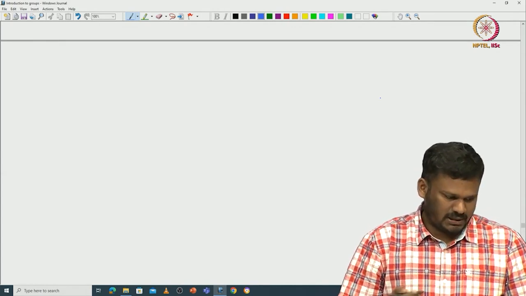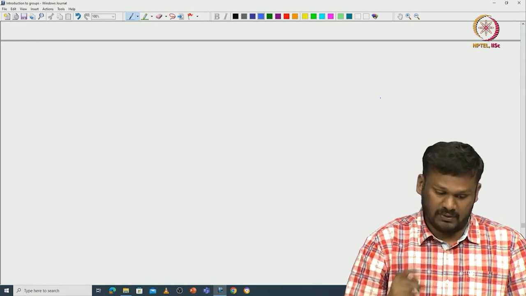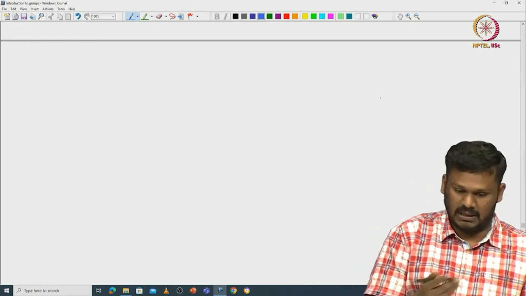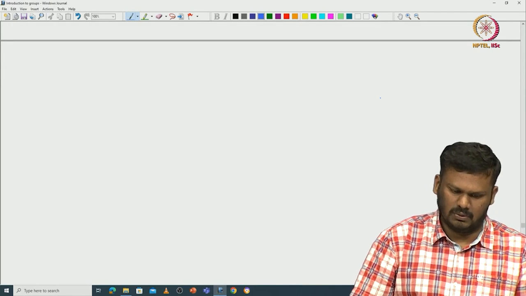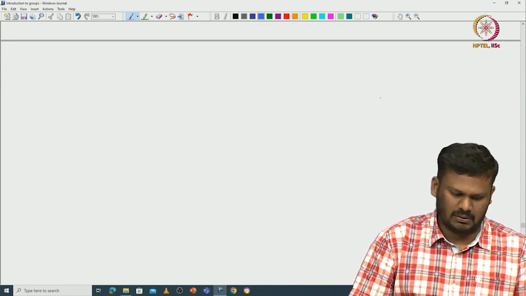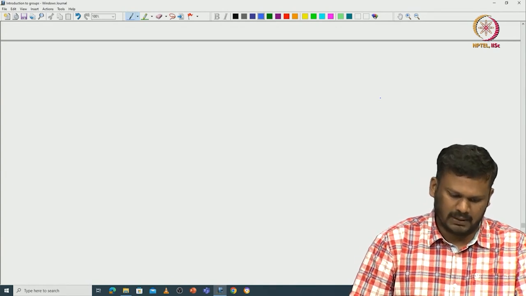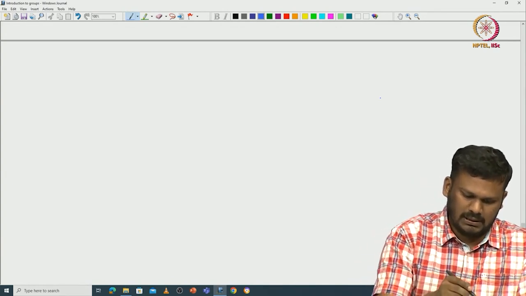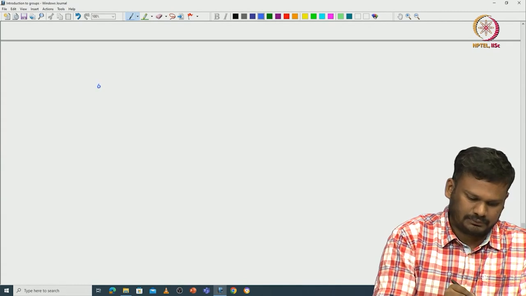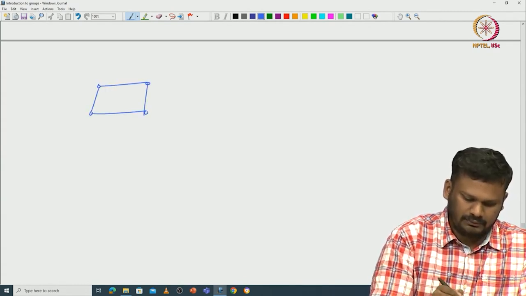We take the automorphisms of some graph, and then I will demonstrate the claim that I made. So, let us look at this cube. Let me draw it. This cube looks something like this.